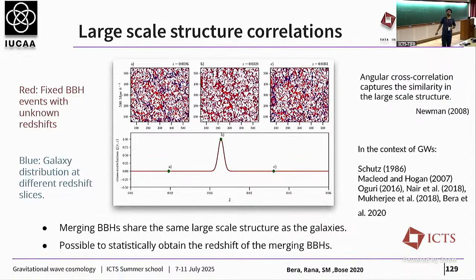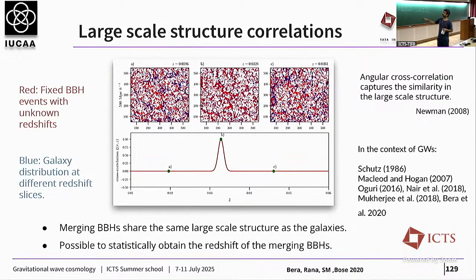Okay. So what you do is, you have the distribution of your gravitational wave events in the sky, some localization with large errors. You cross-correlate them with galaxies at different redshifts. So redshift bin 1, redshift bin 2, redshift bin 3, and so on and so forth. And you measure this cross-correlation amplitude.